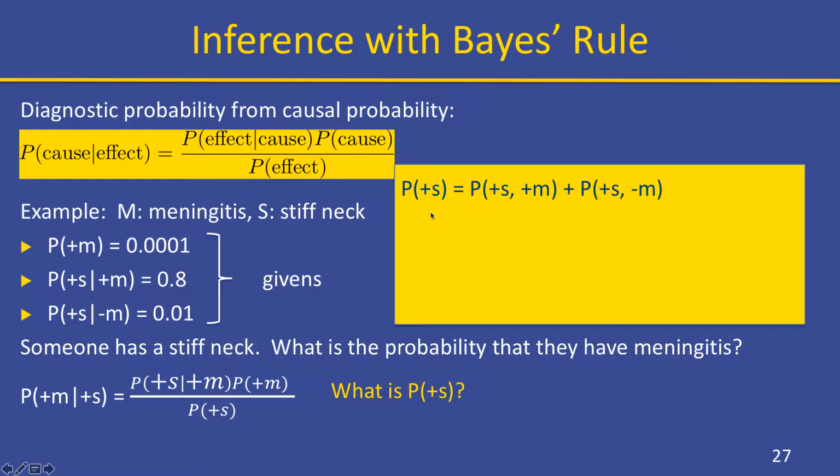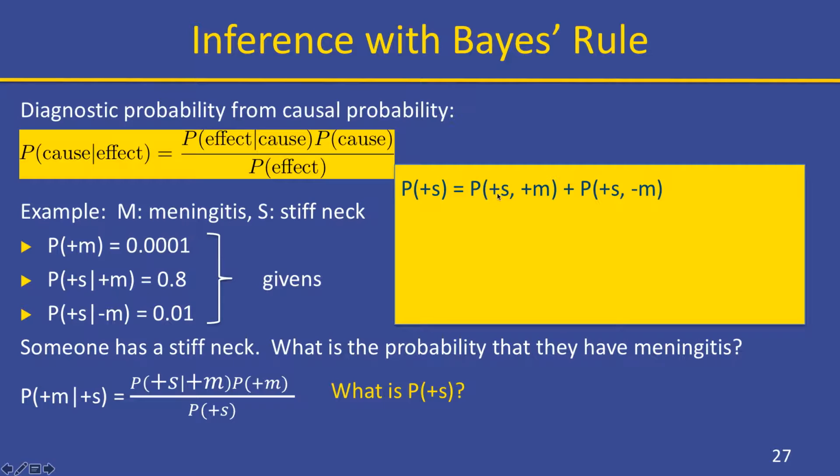If we had the joint distribution table here, we would be selecting the rows corresponding to plus s plus m and plus s minus m and summing them up. So we can still write that P of plus s is equal to P of plus s plus m plus P of plus s minus m. This is the marginal probability of s.